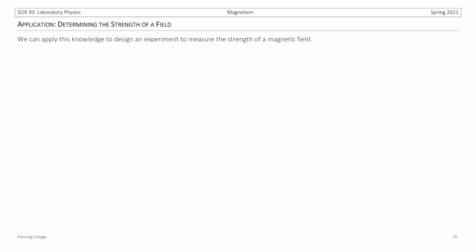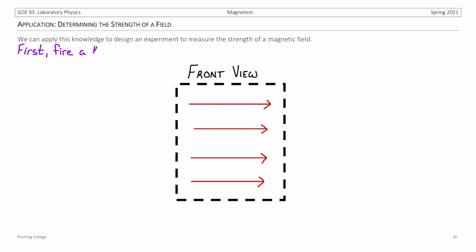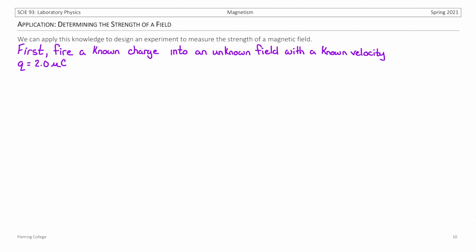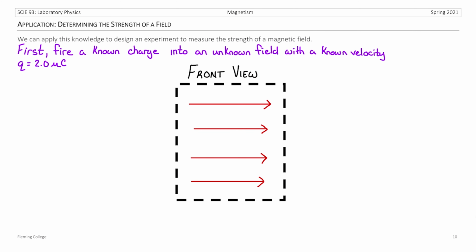We can apply this knowledge to design an experiment to measure the strength of a magnetic field. First, we fire a known amount of charge into an unknown field, and we do this with a known velocity for our charge. Let's take our charge equal to positive 2 microcoulombs. We'll bring in our sketch again from the previous page.